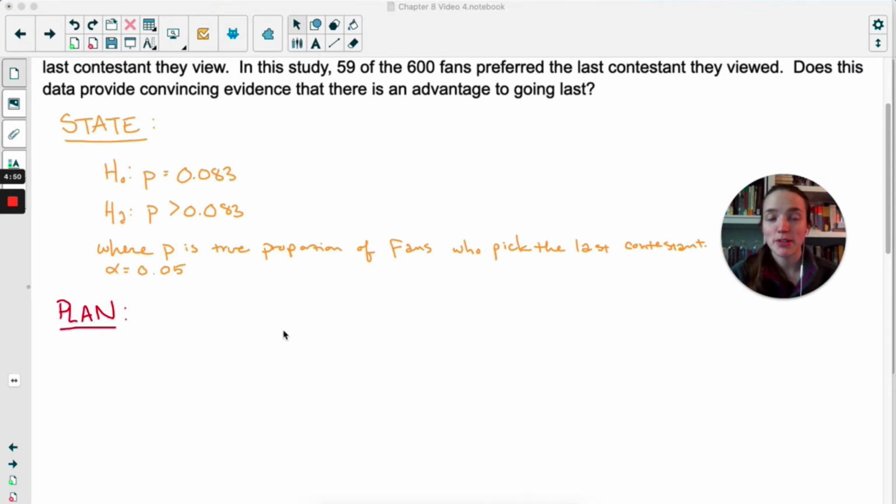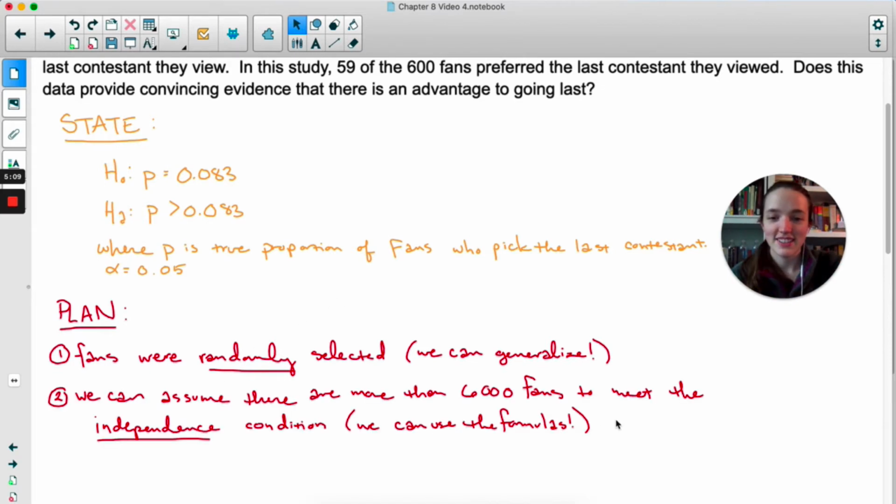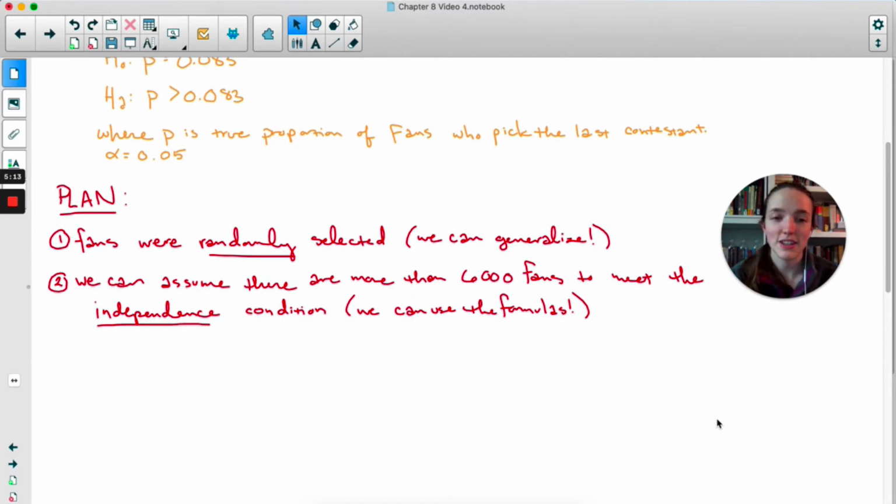The plan step is going to seem very familiar after we did confidence intervals. We have the same 3 conditions. So we start off, it doesn't matter the order, but I'll start off by saying the fans were randomly selected. And if the random condition is met, that means we can generalize our results to the population, which obviously we want to do. The second condition I'll check is independence. We can assume that there's more than 6,000 fans.